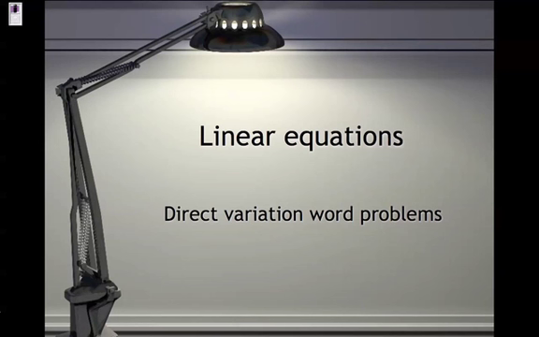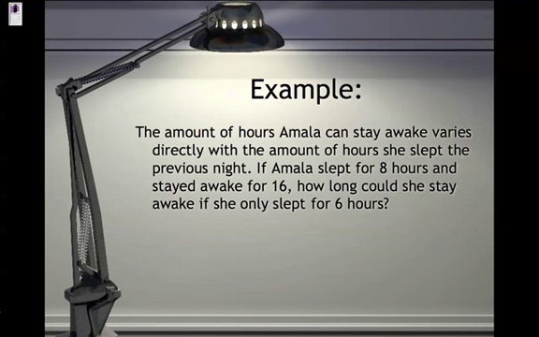Okay. Again, reviewing linear equations, we've been talking about direct variation, and we want to look at some direct variation word problems because you're going to have them. Okay. So, an example, let's just jump right into it. The amount of hours Amala can stay awake varies directly with the amount of hours she slept the previous night. Let's stop right here and take a look at this first sentence.